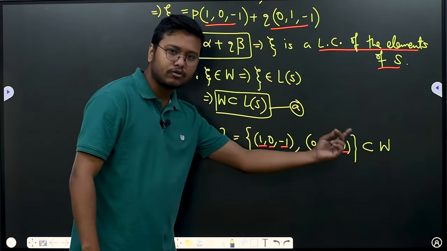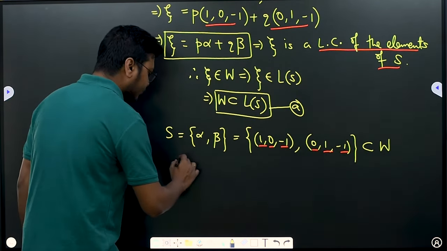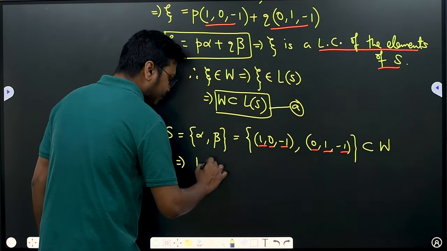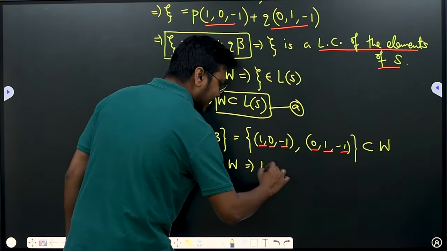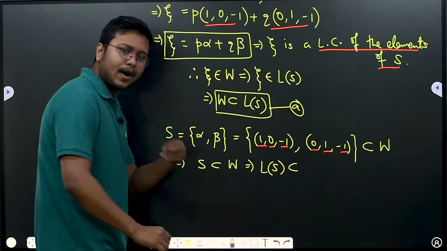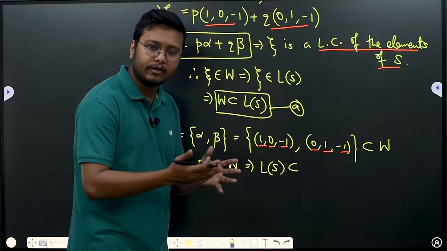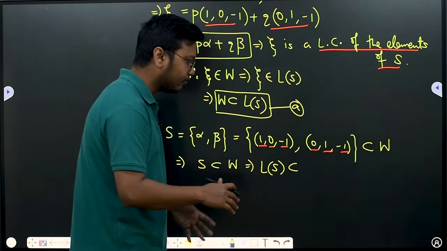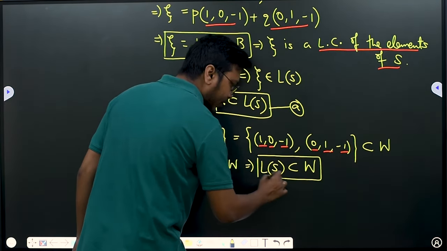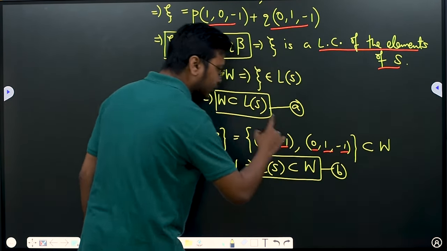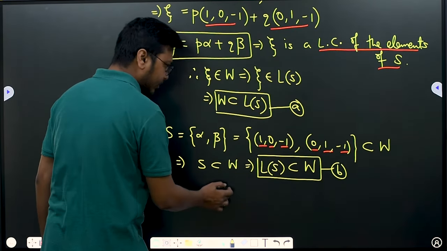Because alpha belongs to W and beta belongs to W, S is a subset of W. So that would imply that L(S) is a subset of W. Again, there's no point writing L of W, because W is a vector space, so L of W means the set W itself. So that would be my point number B. So from A and B, I can say that L(S) equals W, right?